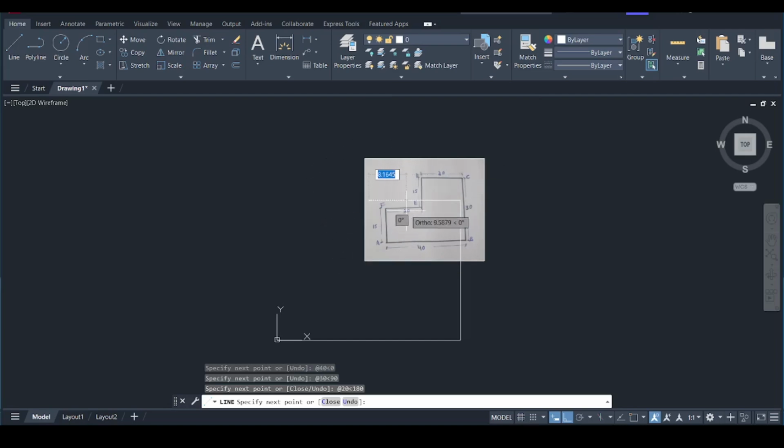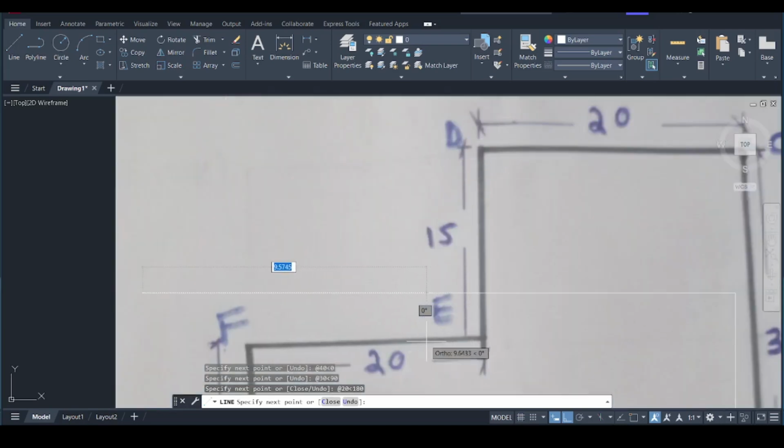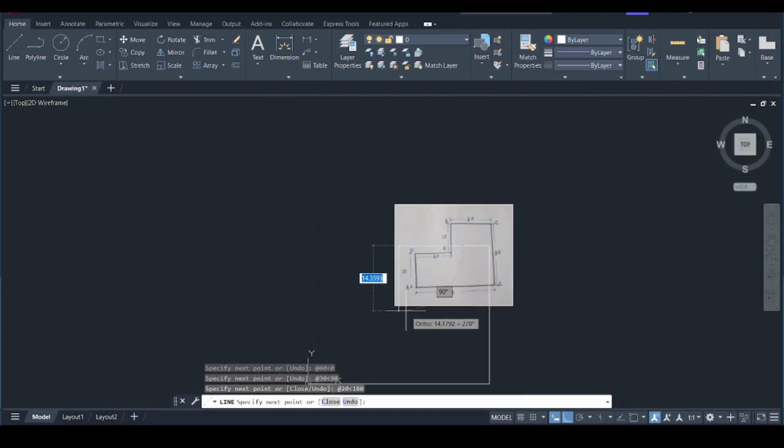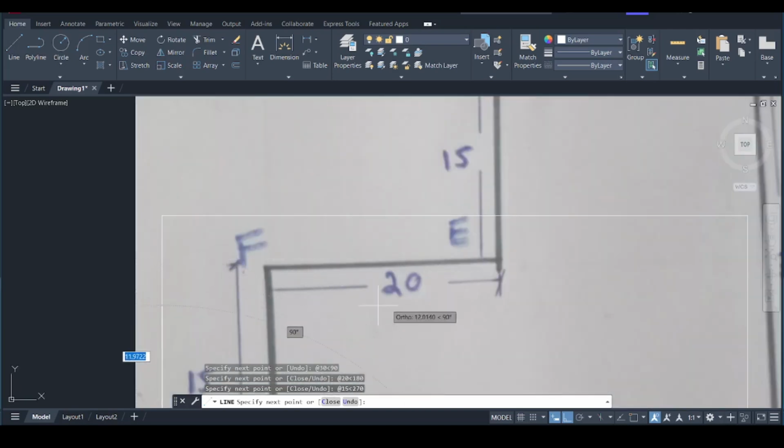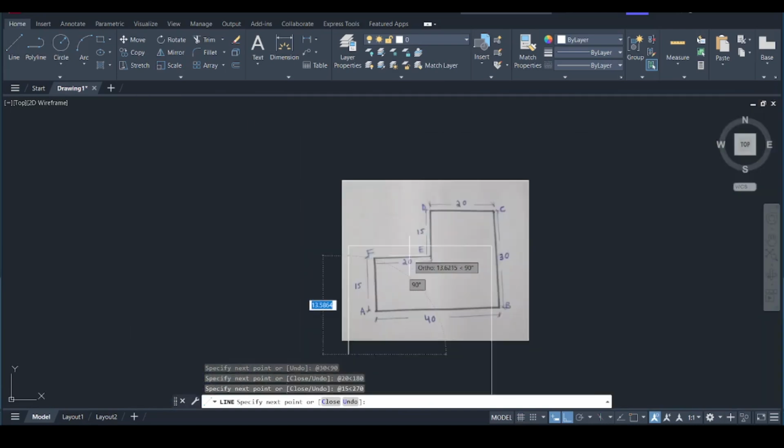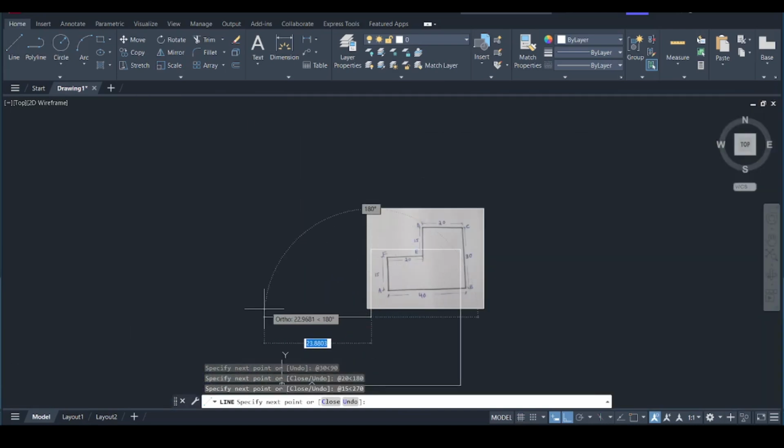Now from D to E, here the distance is 15 and the angle is 270. So 15 and the less than symbol and 270, press enter. Now from E to F, the distance is 20 and the angle is 180. So 20, less than symbol and 180, and press enter.